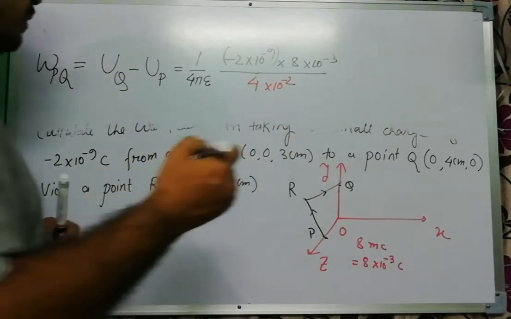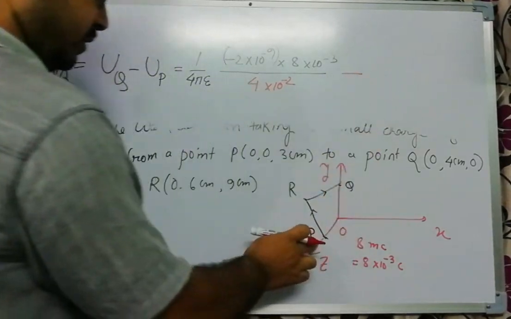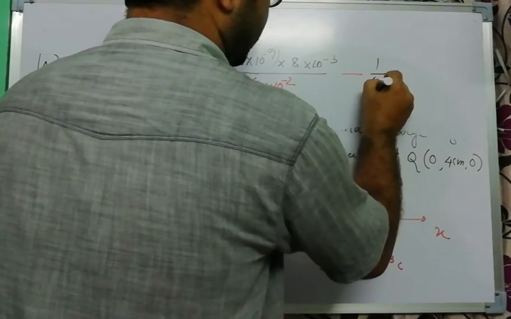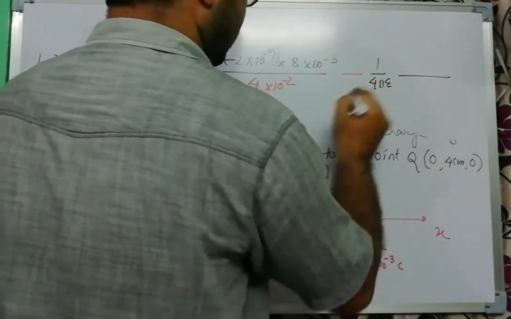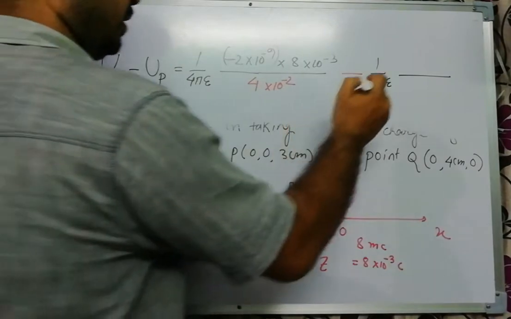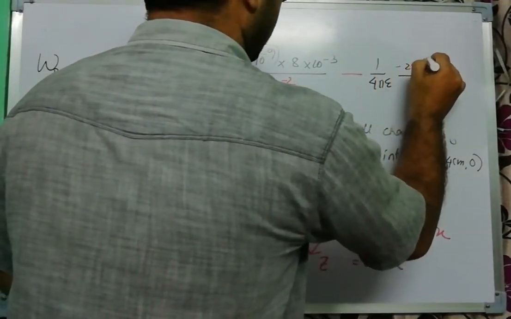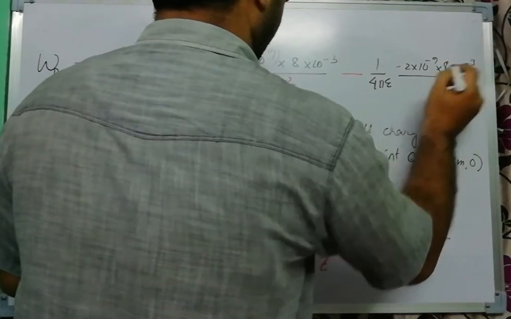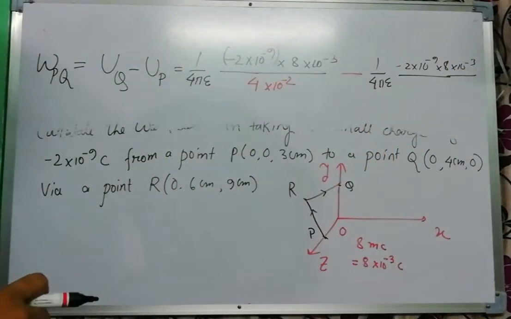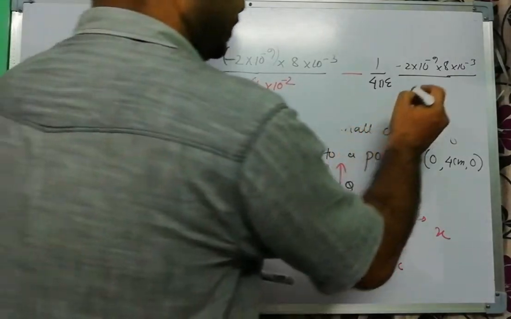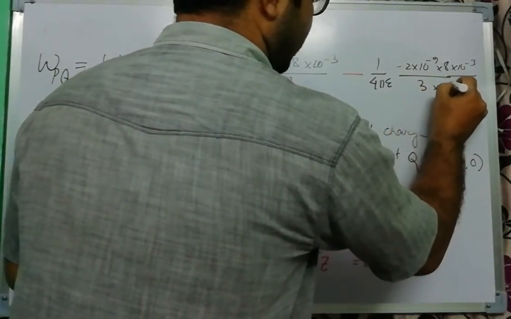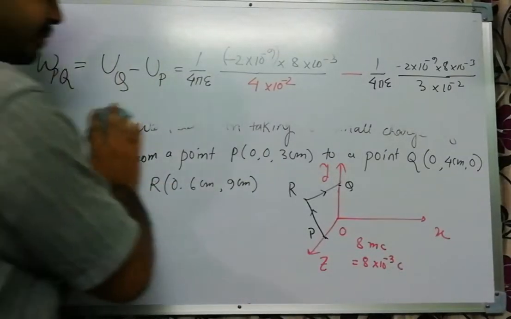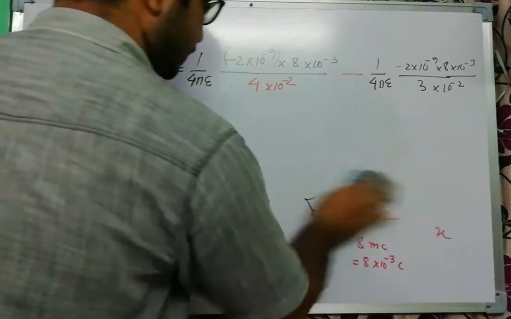Okay. Now what about the potential at point P? Potential at point P uses the same formula, 1/4 pi epsilon naught, the charge -2 × 10⁻⁹, times 8 × 10⁻³, divided by what is the distance from O to P? This is 3 centimeter, 3 × 10⁻² converted into meters. So this is the numerical, and you have to solve it.